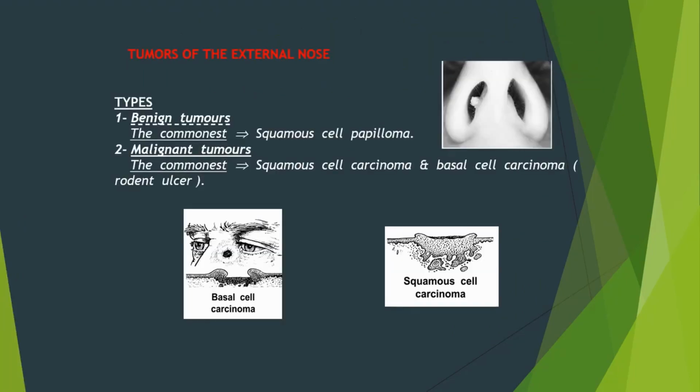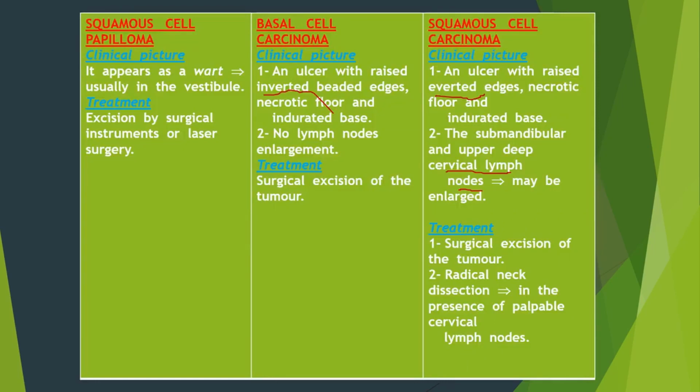Tumors of the external nose. They may be benign tumors, malignant tumors. The commonest benign tumor is a squamous cell papilloma. Malignant tumors, the commonest are squamous cell carcinoma, basal cell carcinoma, which is called rodent ulcer. A comparison between squamous cell papilloma, basal cell carcinoma, and squamous cell carcinoma.